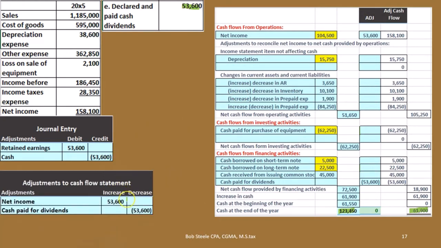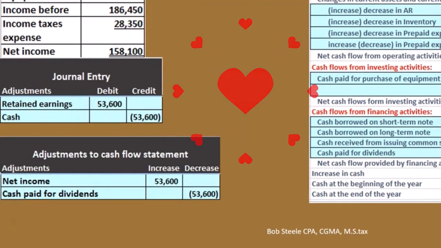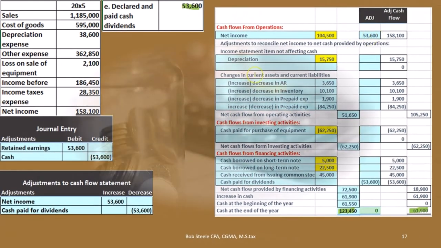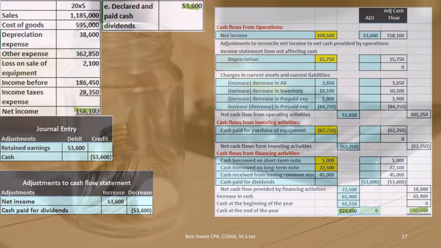And of course, net income has to change. So we know that net income has to go from 104.5 up by that amount in order to get to our net income, which is on the income statement here. And the other side then must be the cash we paid for the dividend.